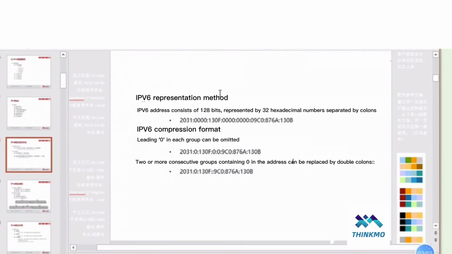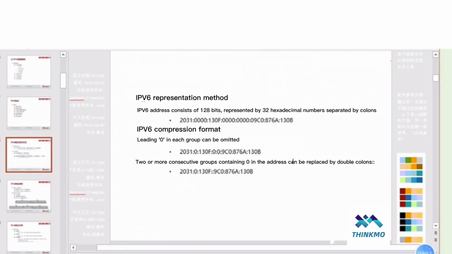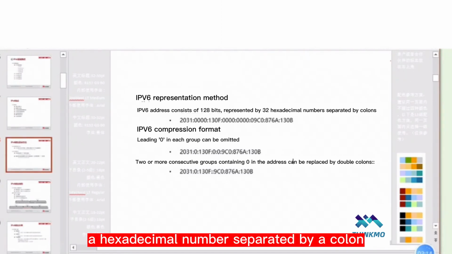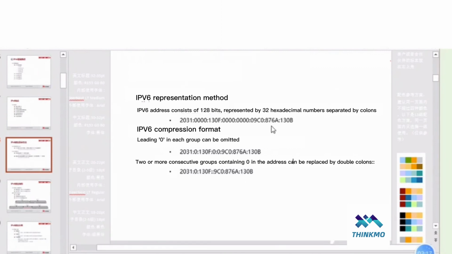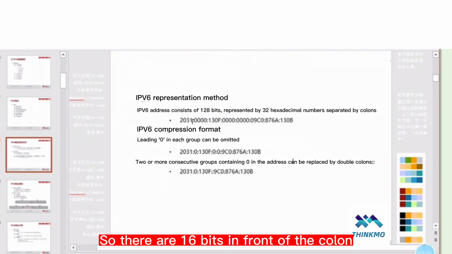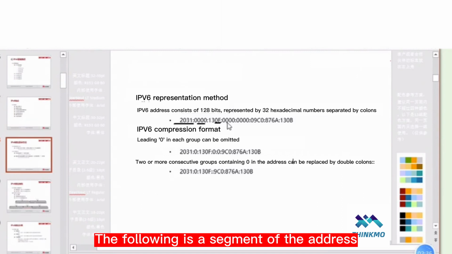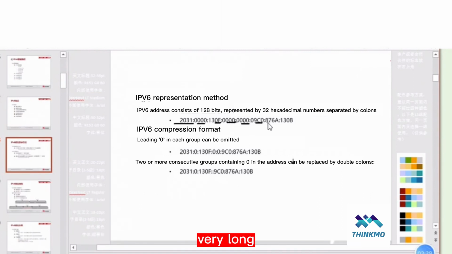We can look at it in groups. Each group of an IPv6 address is 16 bits in size. There are 8 groups in total. Each is a hexadecimal number separated by a colon. The colon divides the 32 hexadecimal digits. So there are 16 bits before the colon, and 16 bits after the colon. The way it's represented is delimited by a colon. The address is very long and hard to remember.